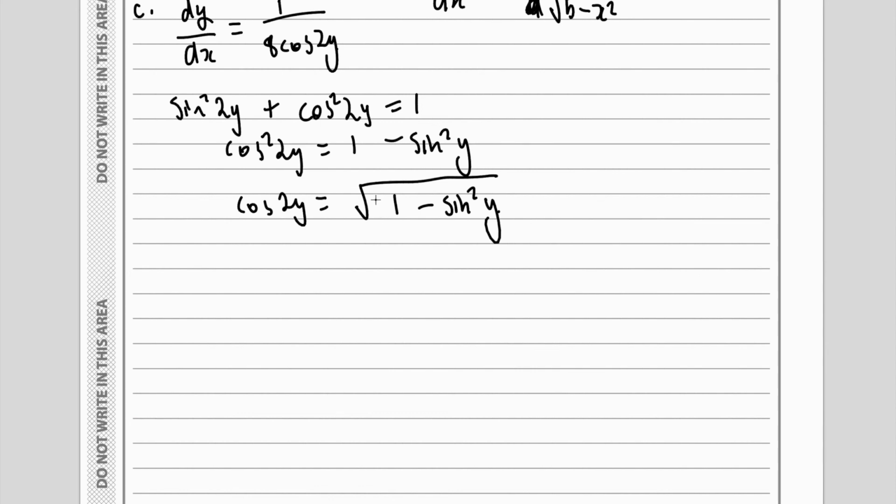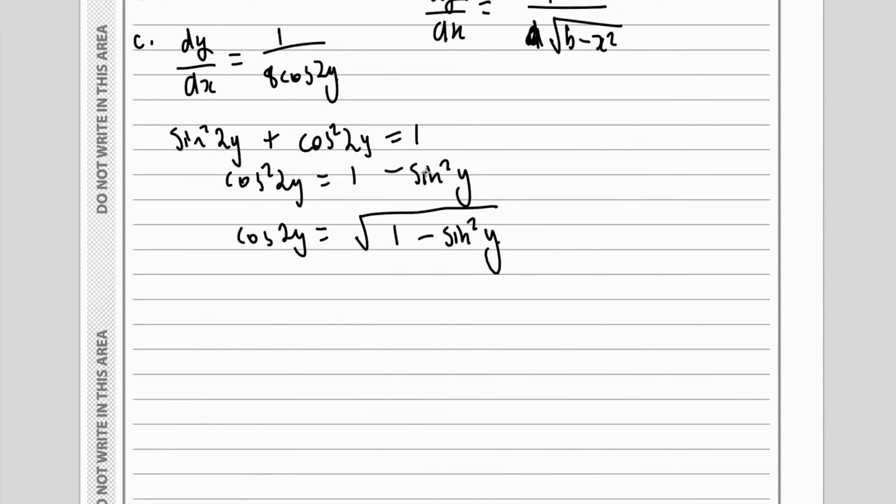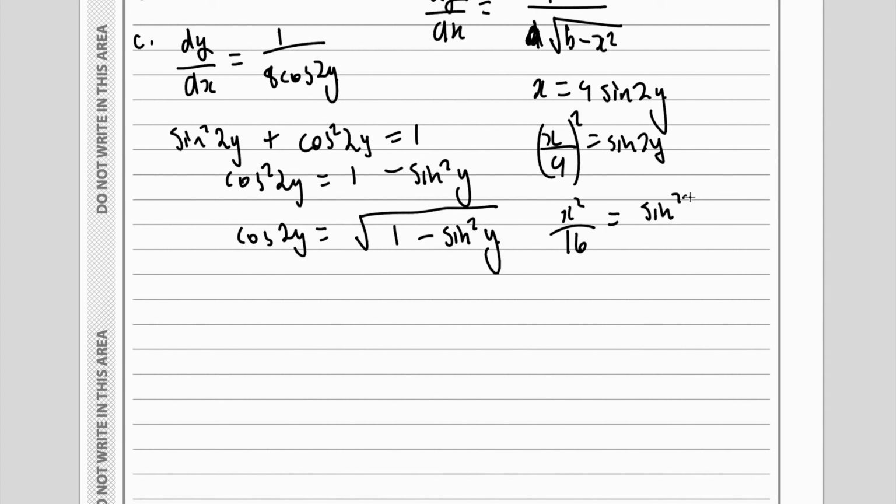So what we can see here now is that we can compare this sine squared 2y to the x term that we had before, which was x equals 4 sine 2y. If we were to do x over 4 equaling sine 2y, and square this, what we'd get is x squared over 16 equaling sine squared 2y, because we'd have to square the other side too. So this here is like saying root 1 minus x squared over 16.